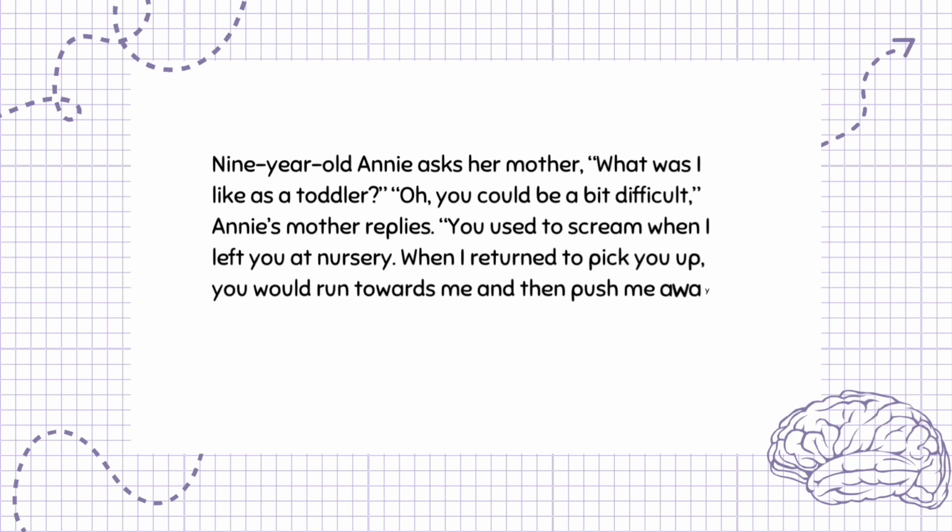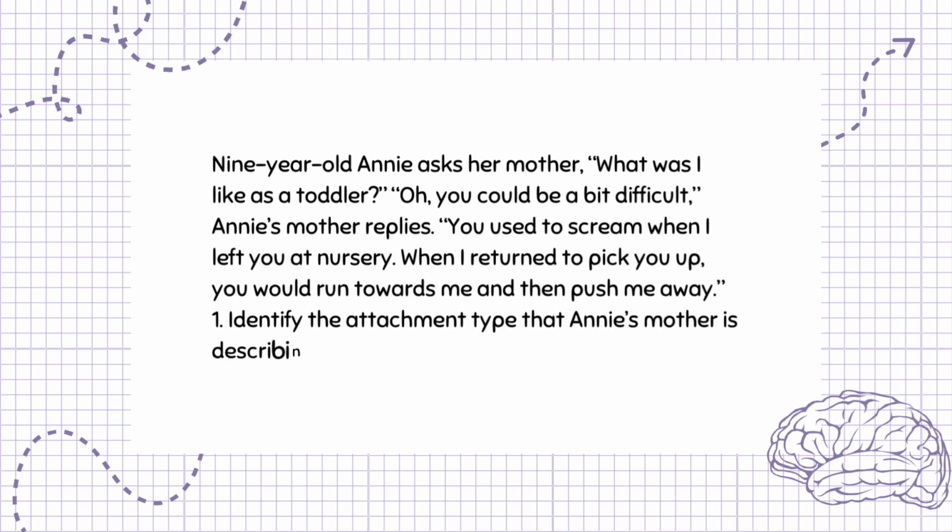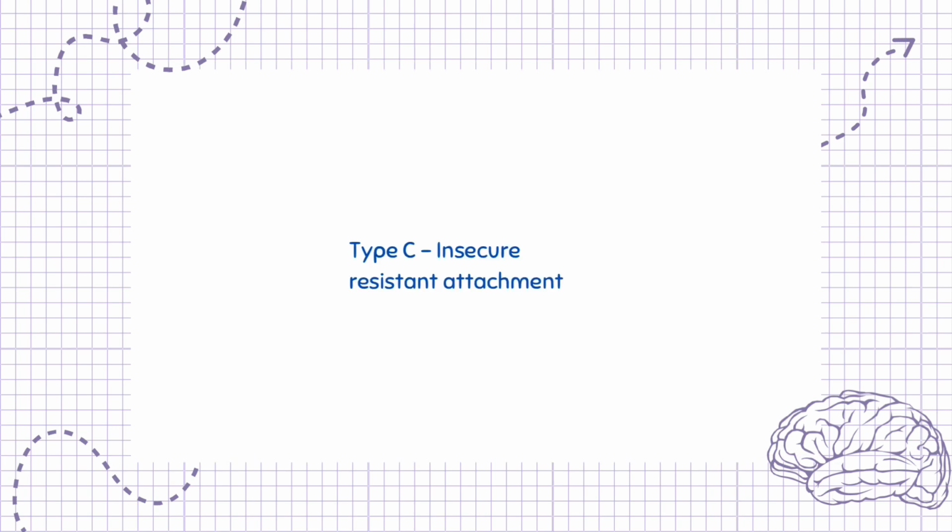Question 1. Identify the attachment type that Annie's mother is describing. 1 mark. Type C, insecure resistant attachment.